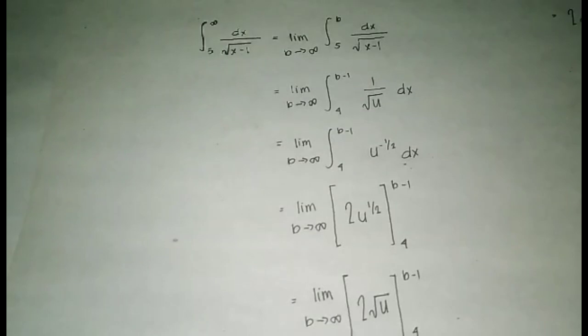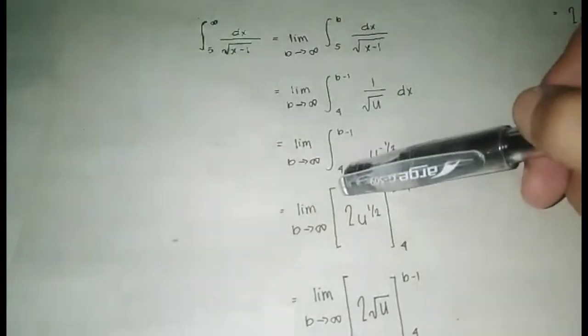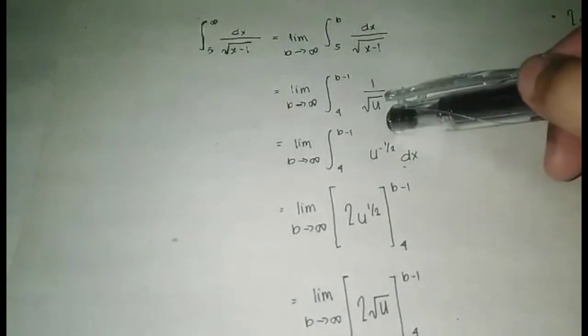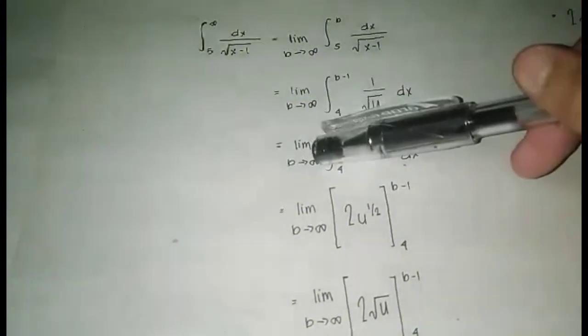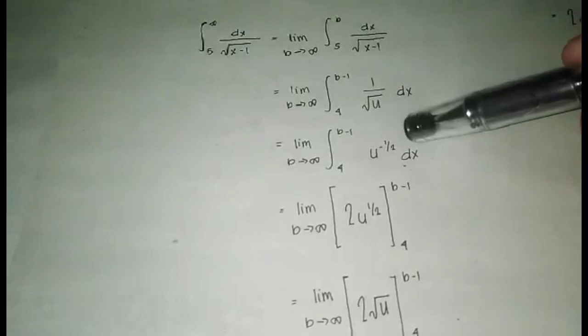So again, by using definition 1, from the integral from 5 to infinity of dx over the square root of x minus 1, we have the limit as b approaches infinity of the integral from 5 to b of dx over the square root of x minus 1. As we change its limits, the integral becomes the limit as b approaches infinity of the integral from 4 to b minus 1 of 1 over the square root of u du. We can rewrite 1 over the square root of u as u raised to the power of negative 1/2, so we have the limit as b approaches infinity of the integral from 4 to b minus 1 of u to the negative 1/2 du.